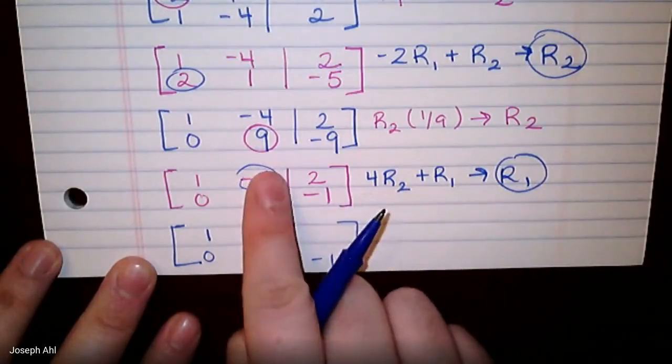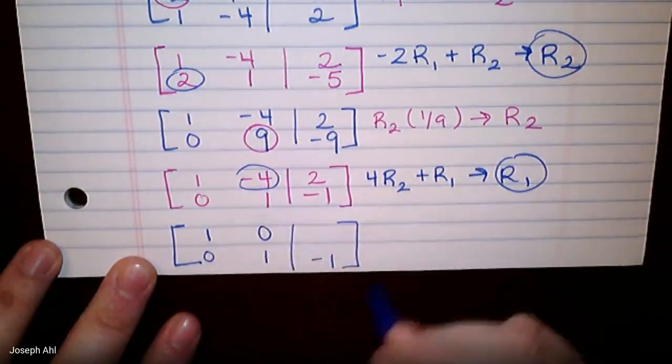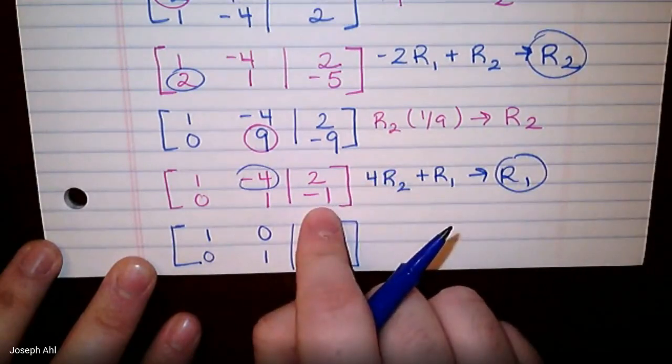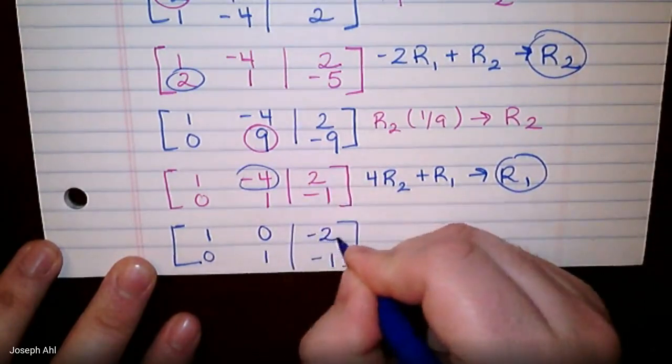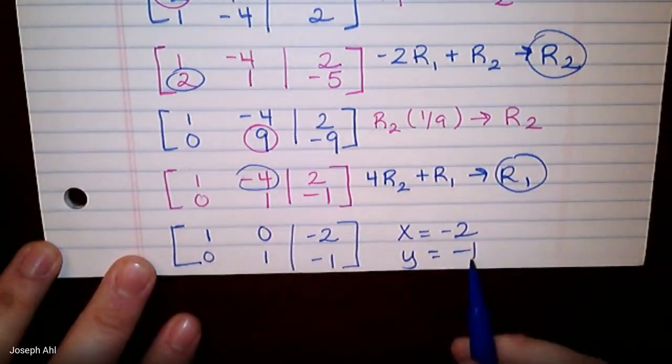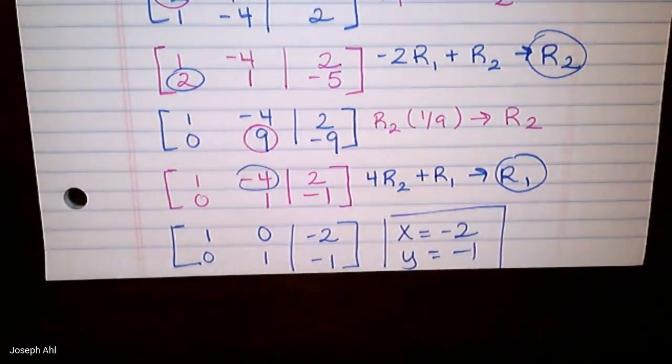4 times 1 is 4, plus the -4 is 0. Good, that's what I wanted to have happen. Last step, 4 times -1 is -4, plus 2 is -2. So we get the solution to the system, x equals -2, and then y equals -1.